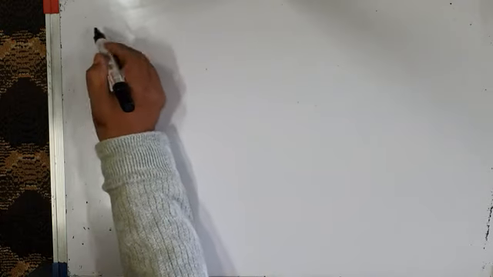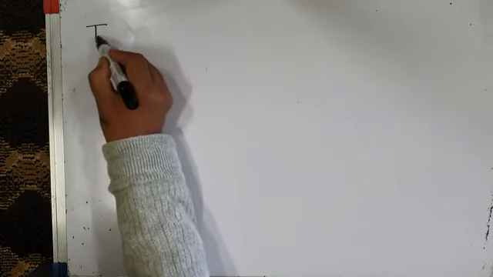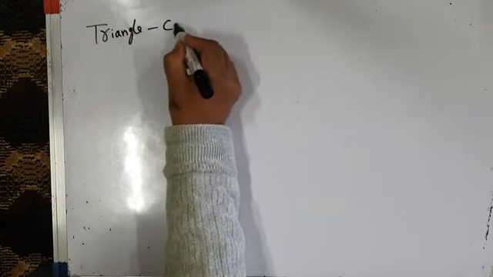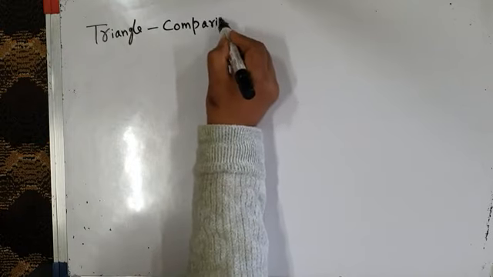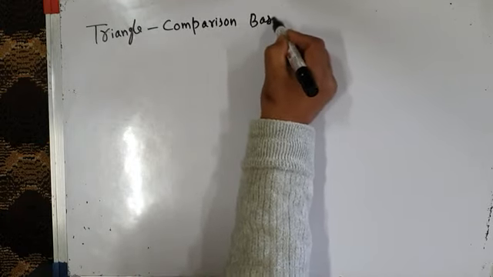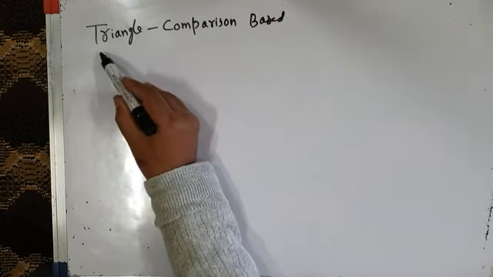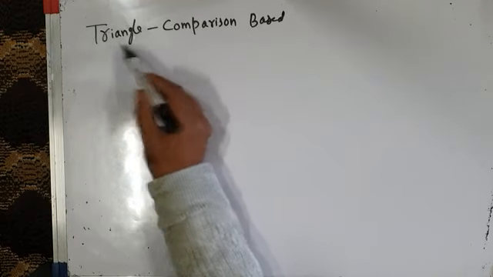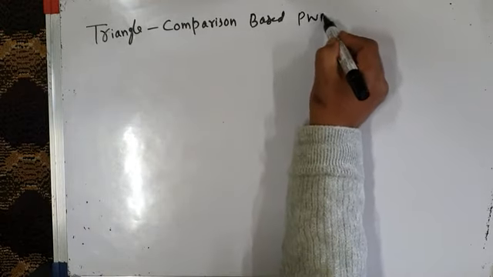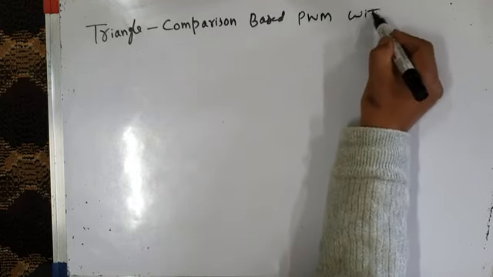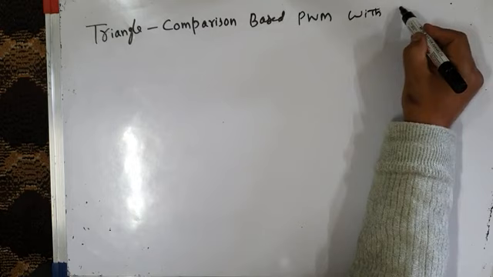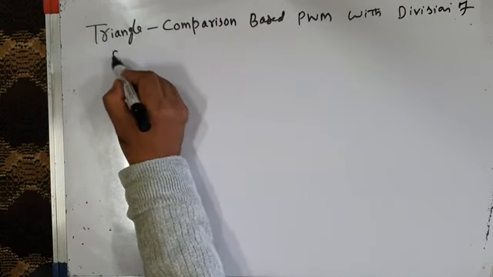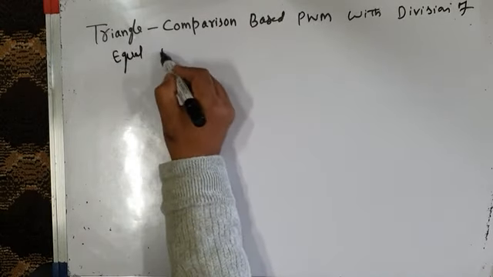So we will now have triangle comparison based PWM. I'm not writing sine triangle comparison because our modulating waves are not sine waves now. They are modified modulating waves. They are non-sinusoidal. So I'm writing triangle comparison. Triangle comparison based PWM with division of equal null vector time.